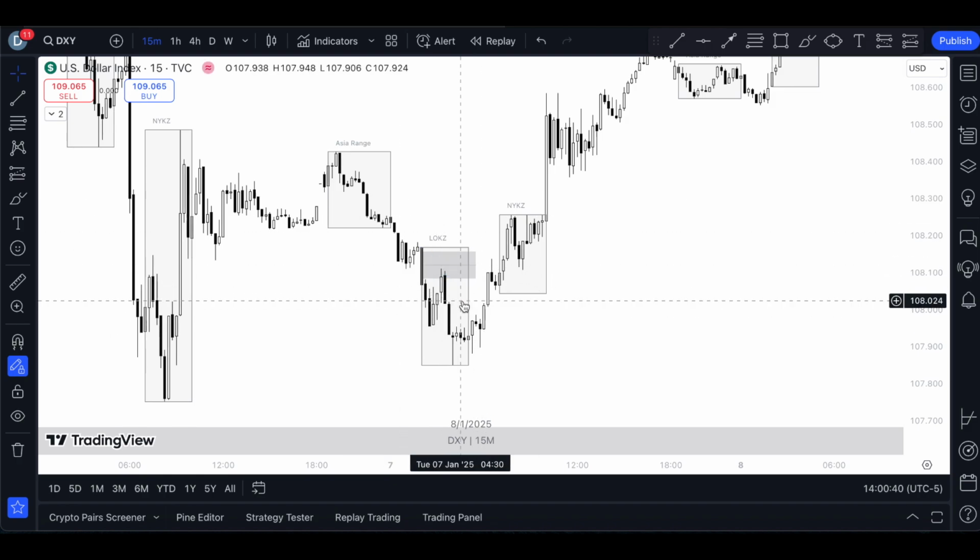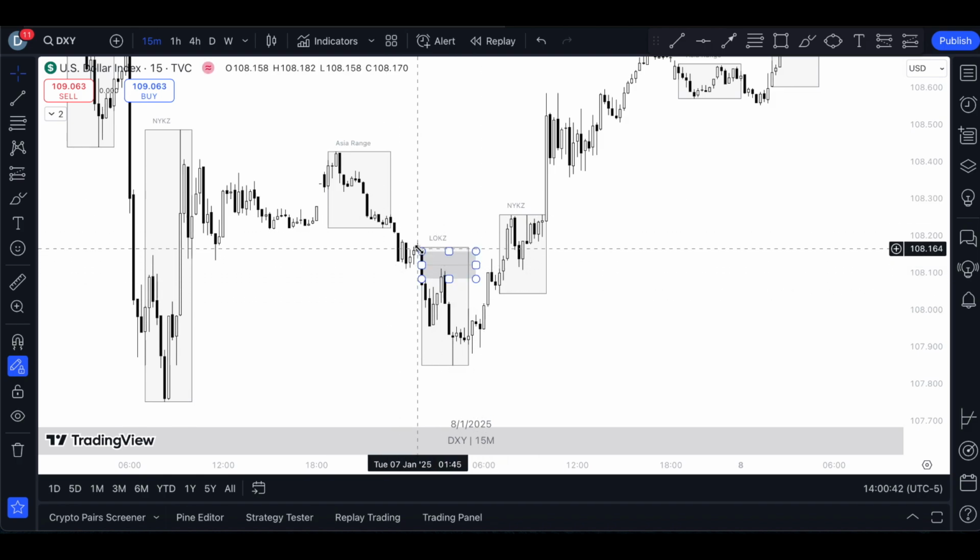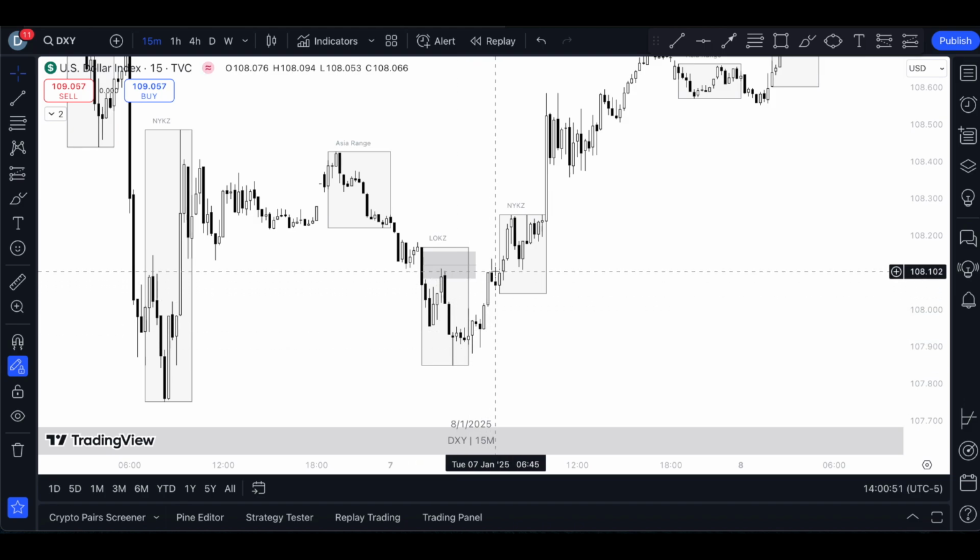So this is Tuesday's London Open. You come into the session, we see a swing high created, an impulse move, and then the retracement begins. Impulse move, and then of course from there we have a reversal.